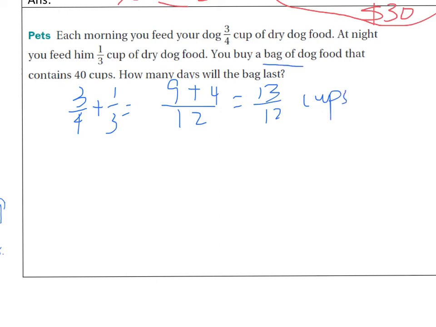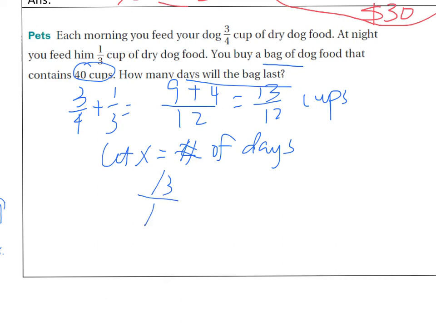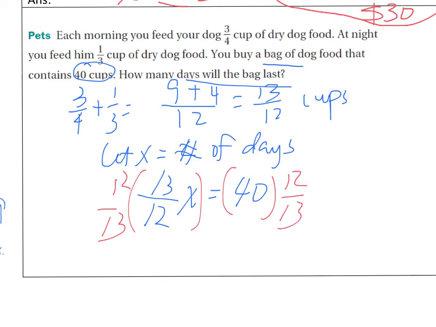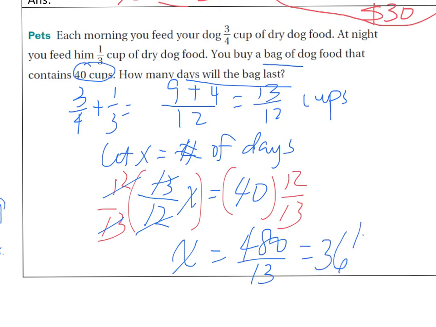You buy a bag of dog food that contains 40 cups total. How many days will the bag last? Let X equal the number of days. Okay? And then we can take 13 over 12 times X equal to 40. And then we can solve. Times 12 over 13 on both sides. Okay? Cancel. And then X would equal 480 over 13. And by rewriting this as a mixed number, you should get 36 and 12 over 13.